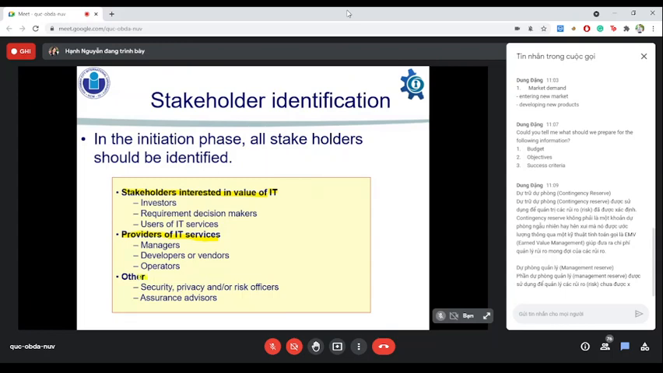And the last one, we need to get advice from the assurance advisor or security, like IT security. So those are the main parts of what I talked about today, and I hope you have an overview of what a project charter is and the first phase of how to identify the stakeholders. Thank you very much for your listening.